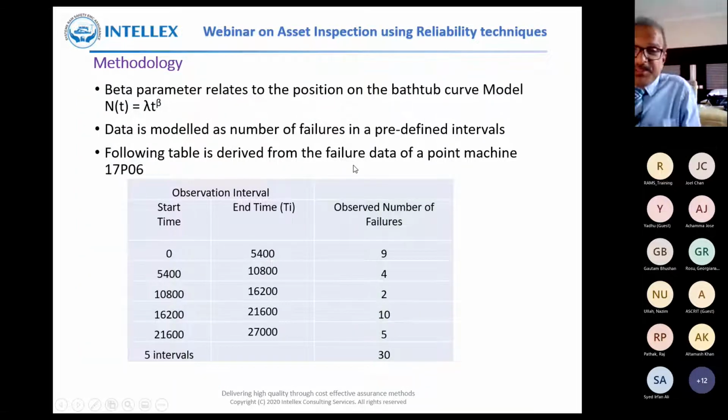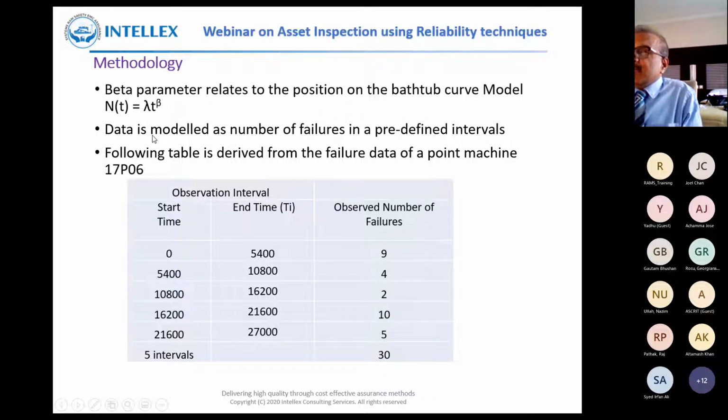For CROAMS, there is no tool available, so you have to bear with a bit of maths in this. It's related to the position on the bathtub curve, and the model is N(t), the number of failures, equals lambda t raised to beta. Beta is a shape factor, and lambda is a scalar parameter.